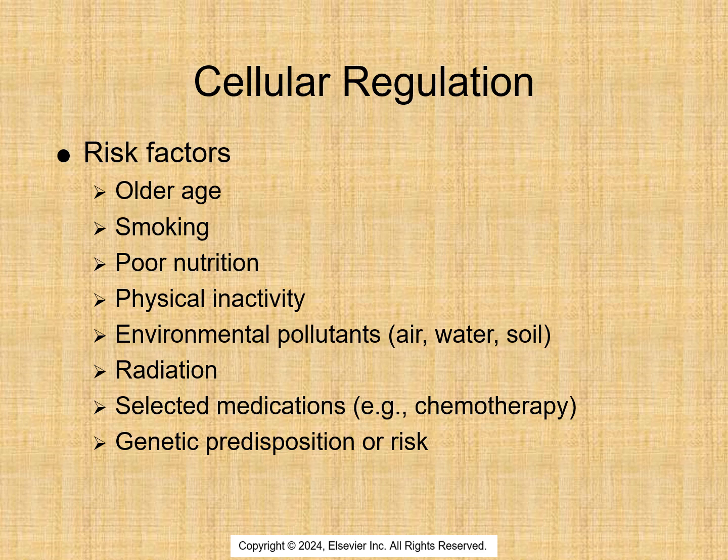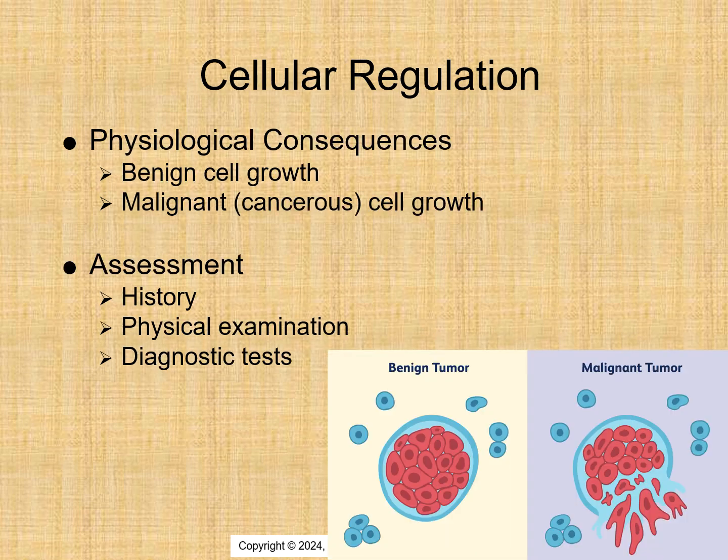And then any genetic predisposition. A big one, for example, might be the development of breast cancer in people that carry the BRCA mutation. As I mentioned, the consequence of impaired cell regulation is going to be cell growth that could be benign or malignant, which is also cancerous. We're going to assess history, physical exam, and a multitude of diagnostic testing.